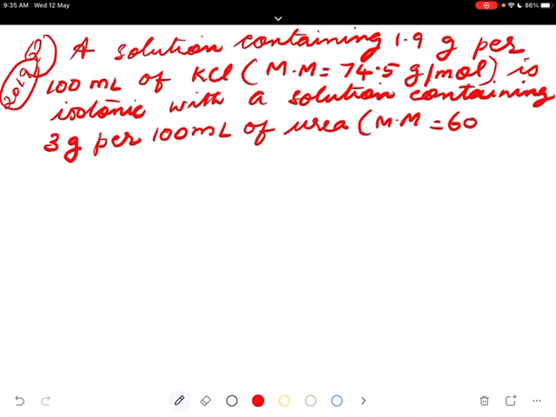Urea won't dissociate, but KCl in water dissociates. So the problem is with KCl. Van't Hoff factor will be applied for KCl. Urea is 60 grams per mole.